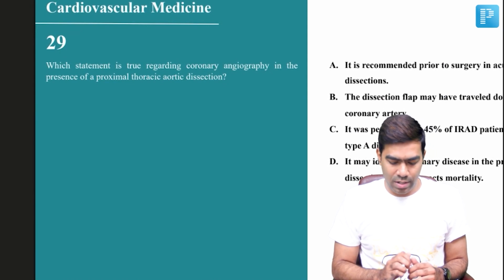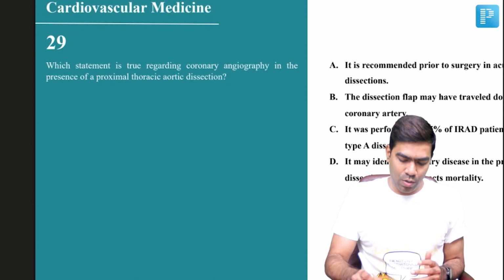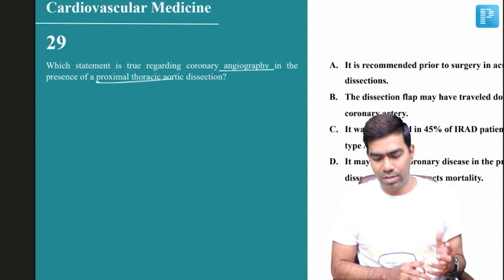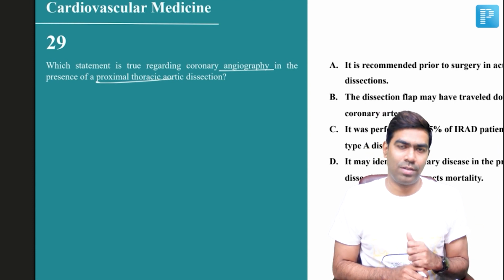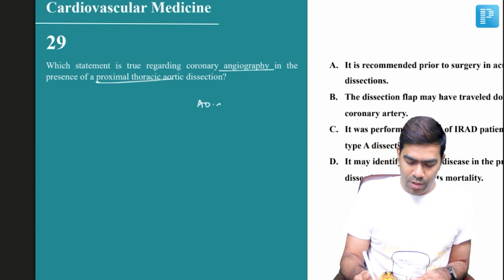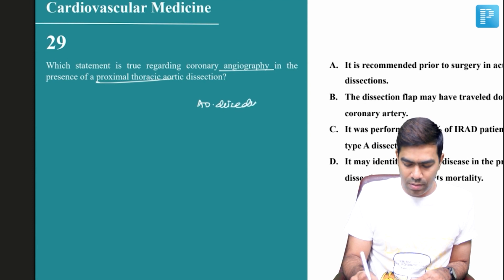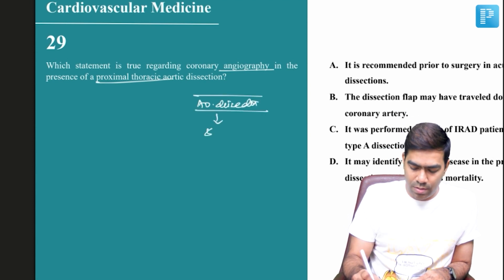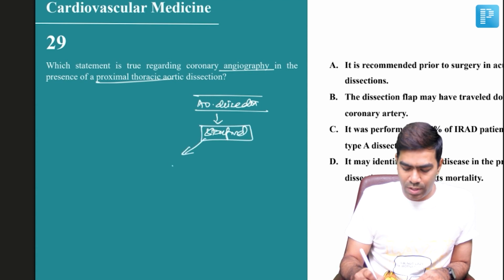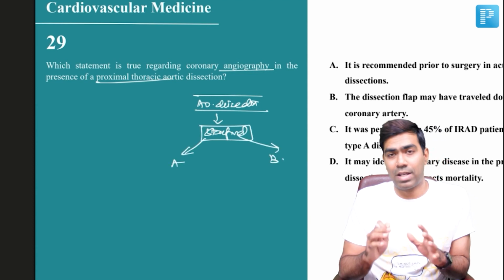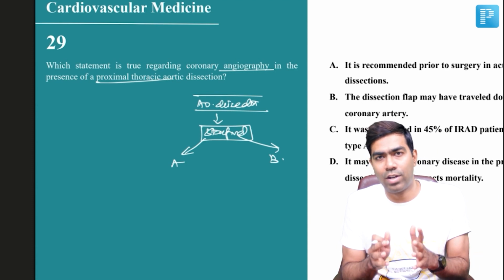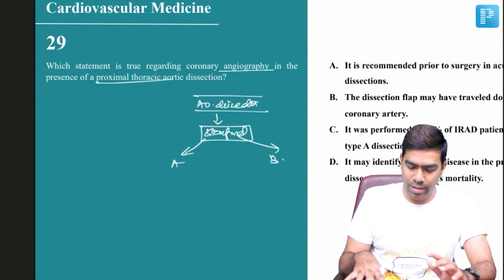Coming to question number 29, which statement is true regarding coronary angiography in the presence of proximal thoracic aortic dissection? When we talk about aortic dissection, you have to understand the Stanford classification. So you have Stanford A and you have Stanford B. The same classification is going to be applicable for your aortic intramural hematoma as well, as I told you already.